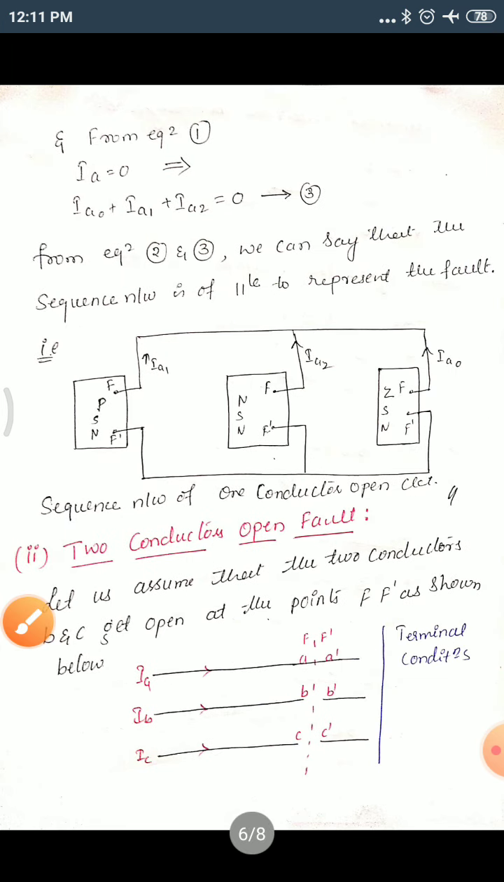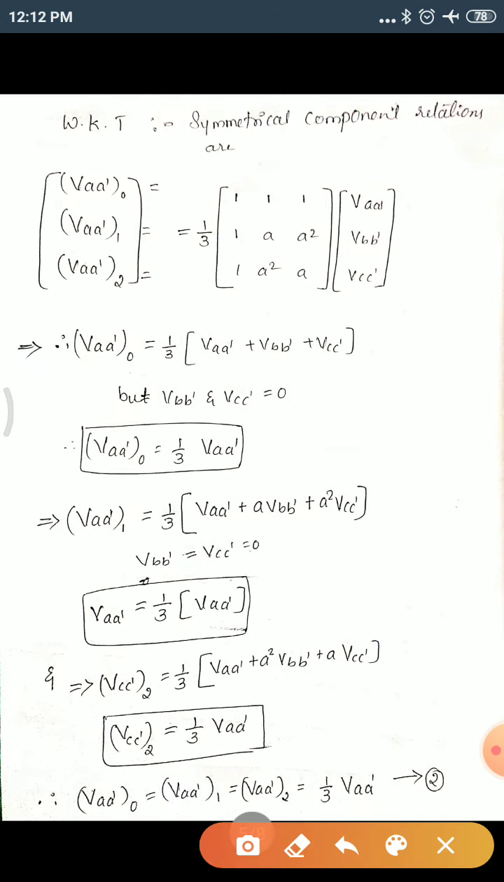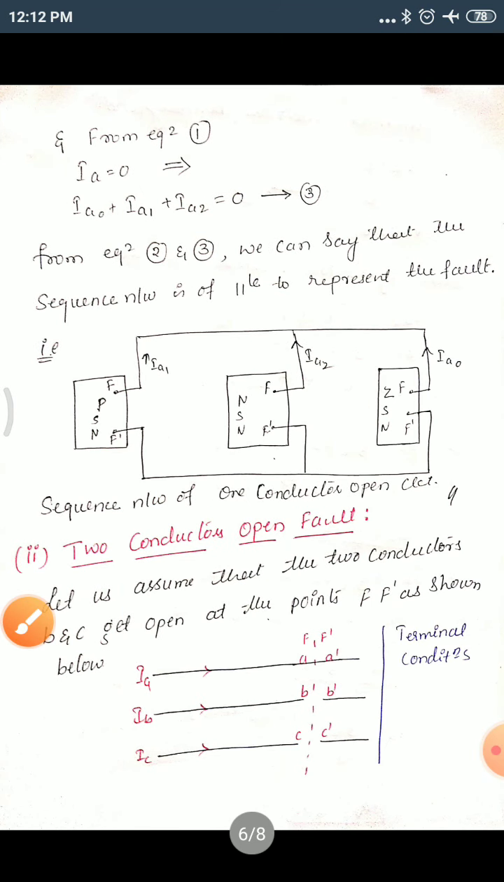Then from equation number 1, the boundary condition, we said that IA equals 0 since it was an open conductor. Therefore we can write IA0 plus IA1 plus IA2 equal to 0. Observe your equation number 2 and 3. In equation number 2, all voltages are equal, and the summation of currents is equal to 0.